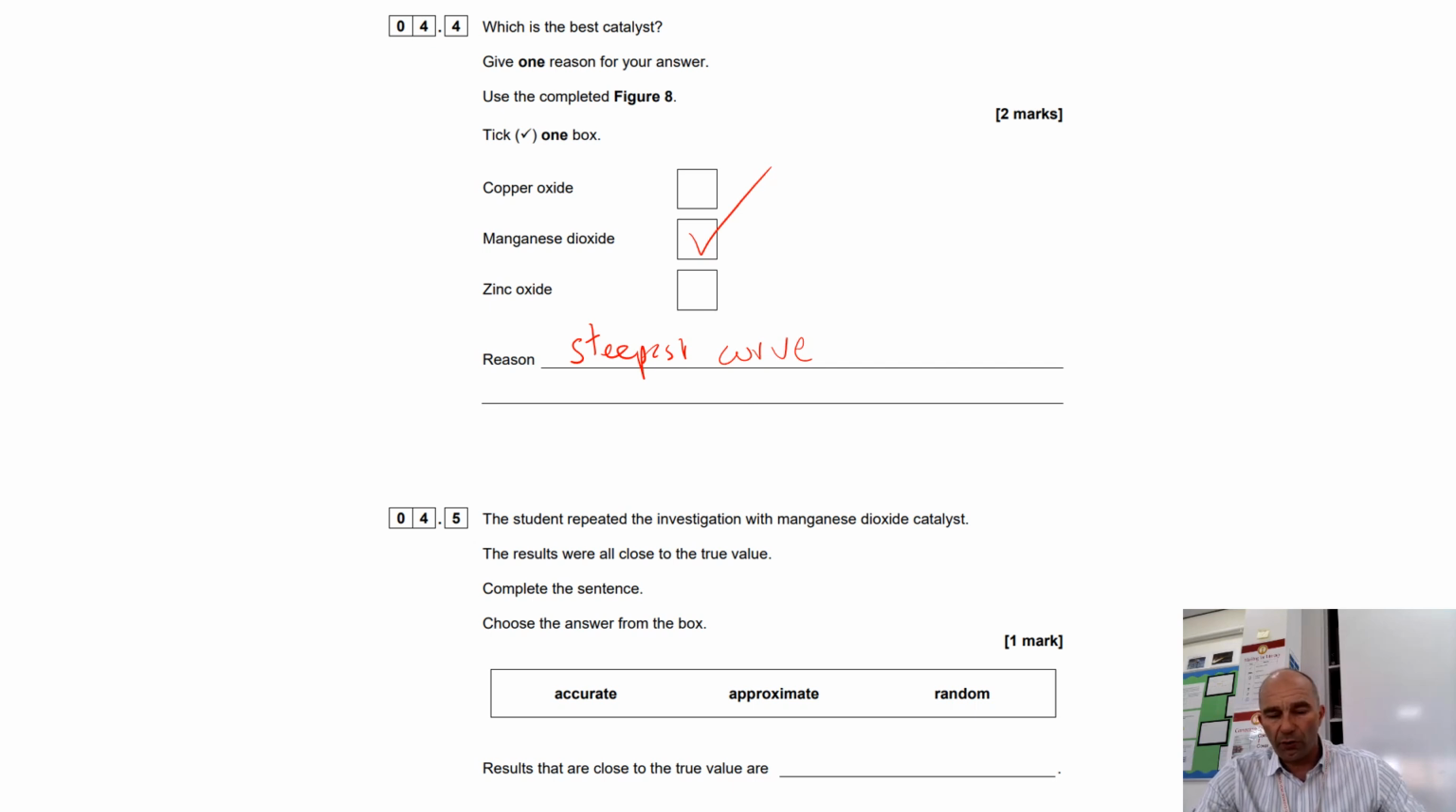Alright, and then 4.5, the student repeated the investigation with manganese dioxide catalyst. The results were all close to the true value. We need to complete the sentence. Results that are close to the true value are accurate. Clearly not approximate, because that would suggest that they're all over the place.